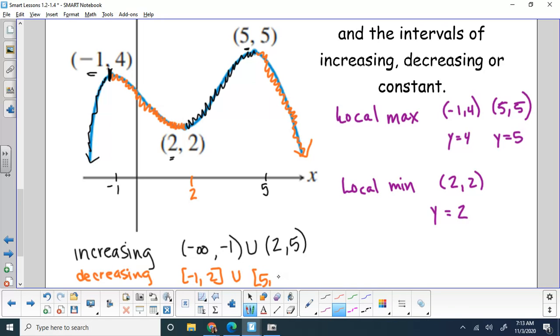and from 5 to infinity. Now, I apologize. These should be hard brackets up here. Sorry. There's a hard bracket there. And then there are hard brackets on each of these as well. And I apologize.